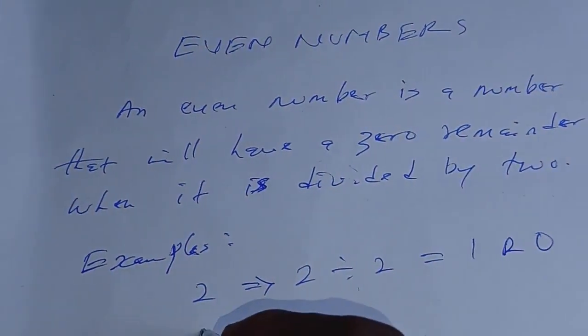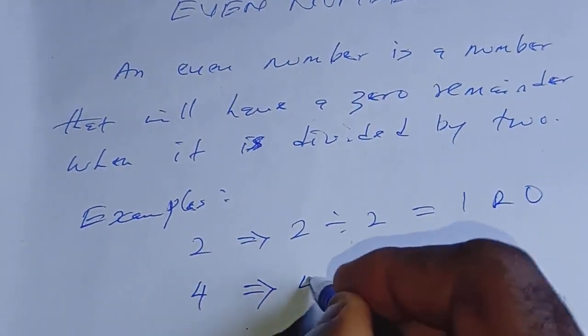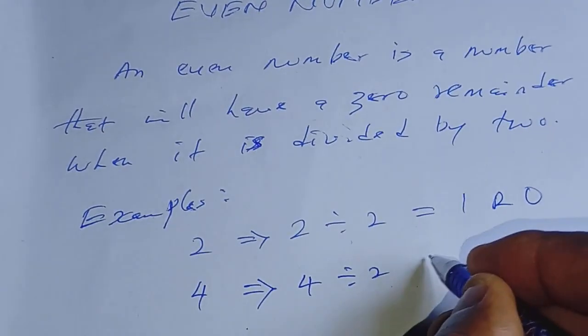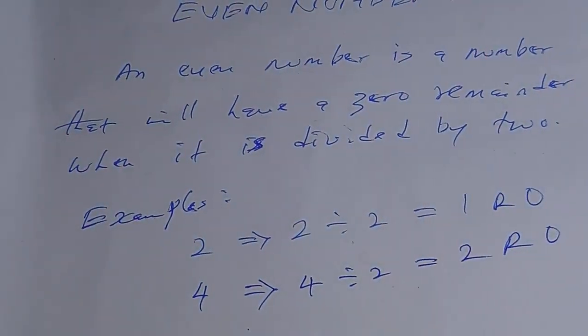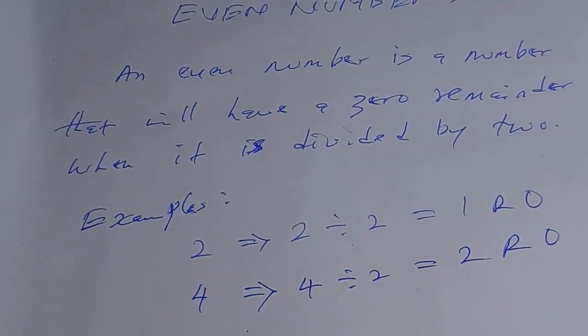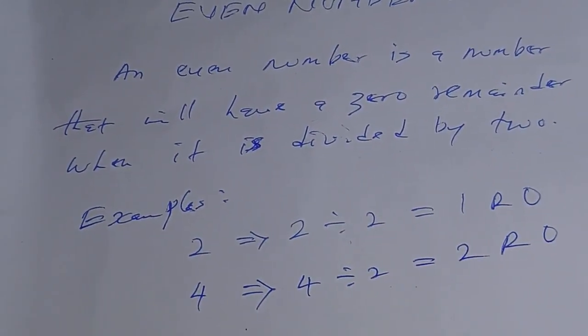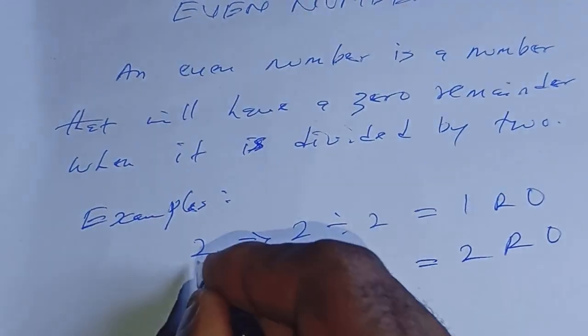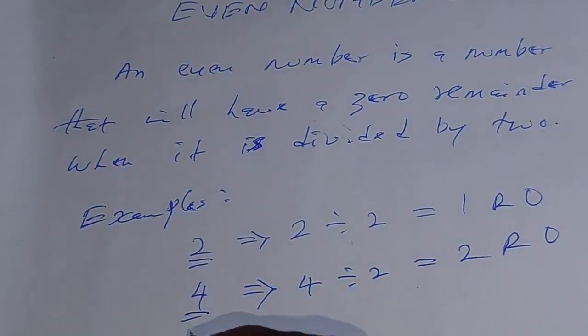The next in that line is 4. 4 is an even number. Why? Because 4 divided by 2 will give us 2, remainder 0. No remainder. The answer is a perfect quotient, 2. So 2 is an even number, and 4 also is an even number.